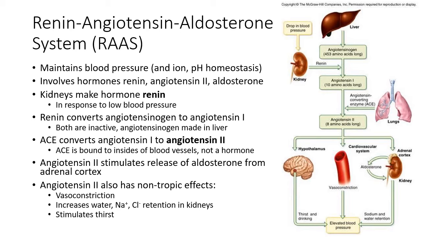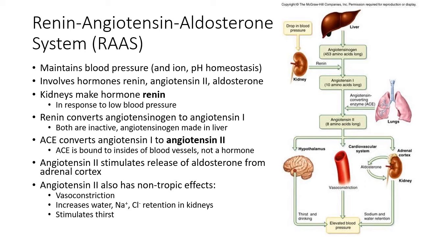That second step is when it's converted from angiotensin 1 to angiotensin 2 by the enzyme ACE. ACE stands for angiotensin converting enzyme. ACE would be found in the lungs. It's actually attached to the lining of the blood vessels in the lungs. Since it's attached to the blood vessels and it doesn't move in the blood, it's not considered a hormone.